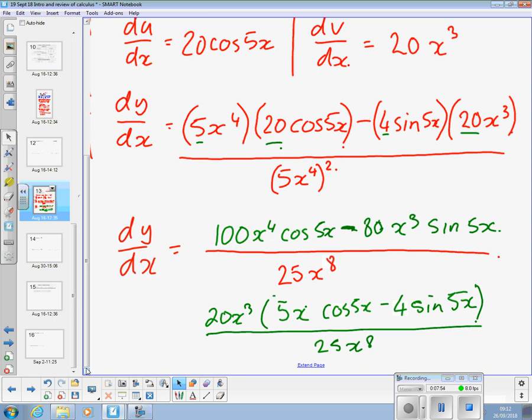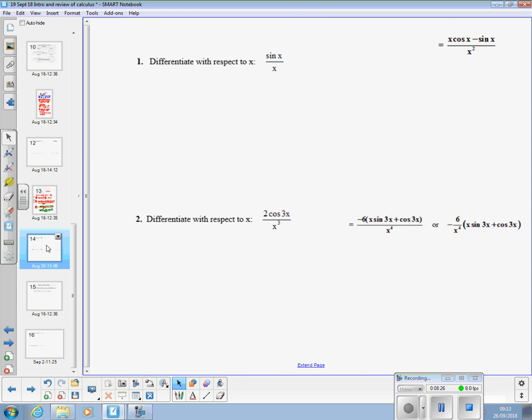If you're using that or that to get a result, you'll get the same result if you plug in a number for x. But ultimately that is the simplest form. Okay. On the next page there's a couple of uses of the quotient rule for you to have a go at. I'll give you 5 minutes to have a go at the first one and see if you get the result given.